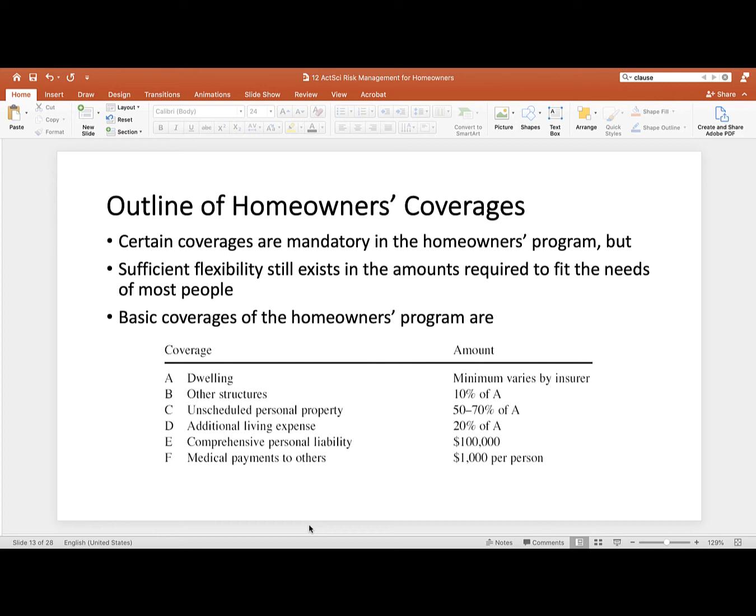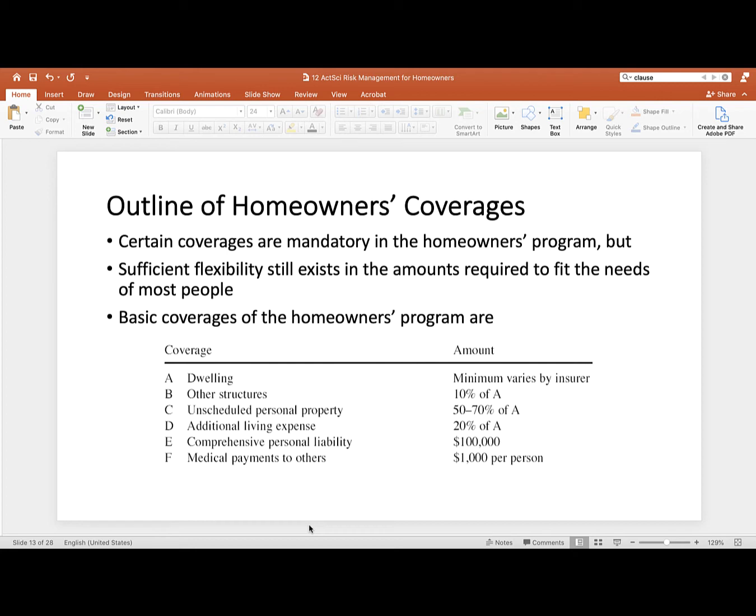So most policies do provide $100,000 worth of liability insurance, but higher amounts are available, and increasingly people are actually taking up higher amounts. There are certain minimums that the insurance companies impose, but there's flexibility in certain areas to actually get a higher limit. Possibly there's minimums, and you can't go below that minimum.